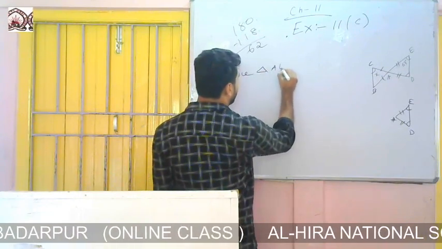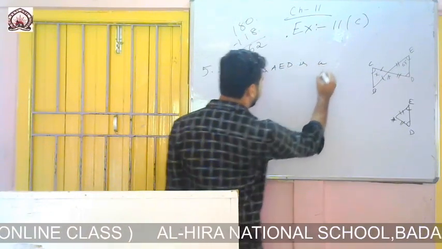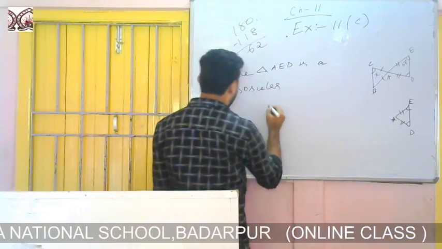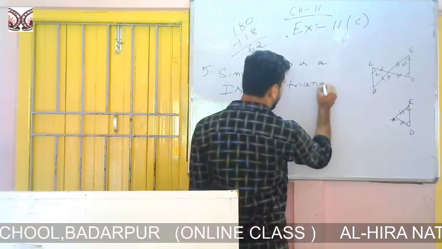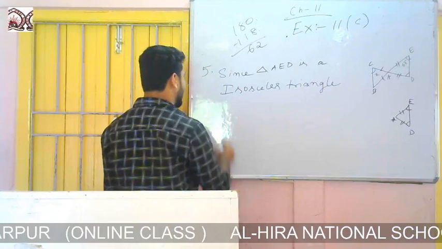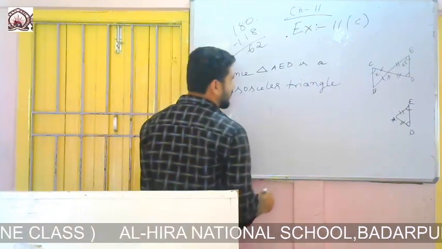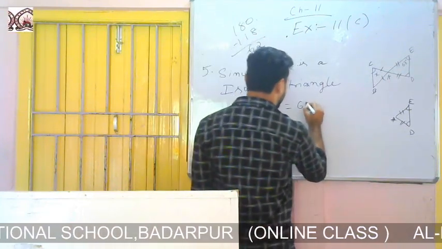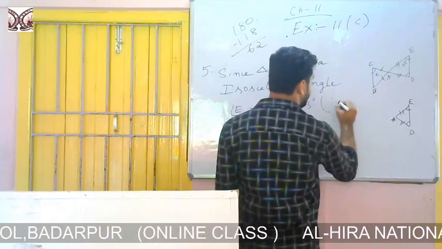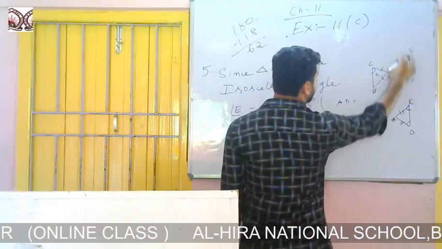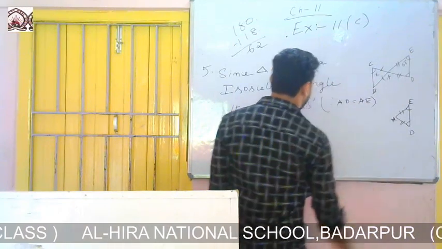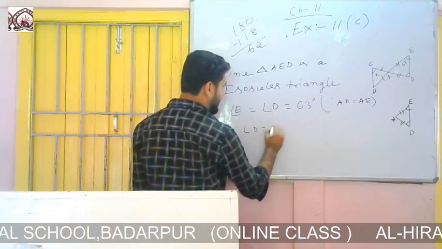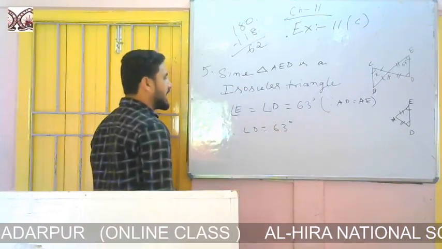Since triangle AED is an isosceles triangle, therefore you can write angle E equals to angle D equals to 63 degree. And write here, since AD equals to AE, from here I can write angle D equals to 63 degree. Now you see another thing.